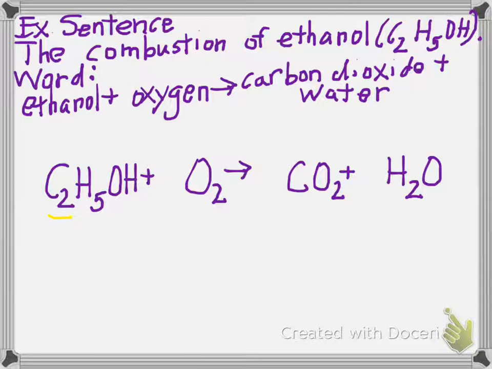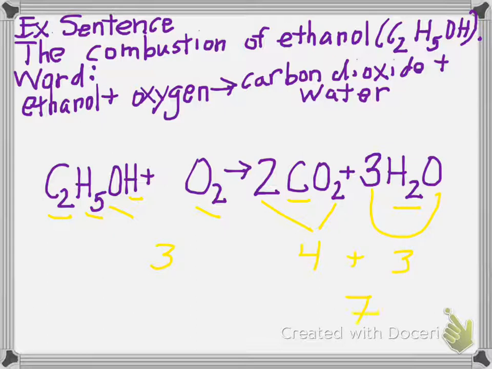I have 2 carbons, I have 1 carbon, I need a coefficient of 2 in front of carbon dioxide. I have 5 and 1 makes 6 hydrogen. I have 2 hydrogens, so I need a coefficient of 3 in front of water. I have 3 oxygens here. I have 2 times 2 is 4, plus 3 gives me 7 oxygen.